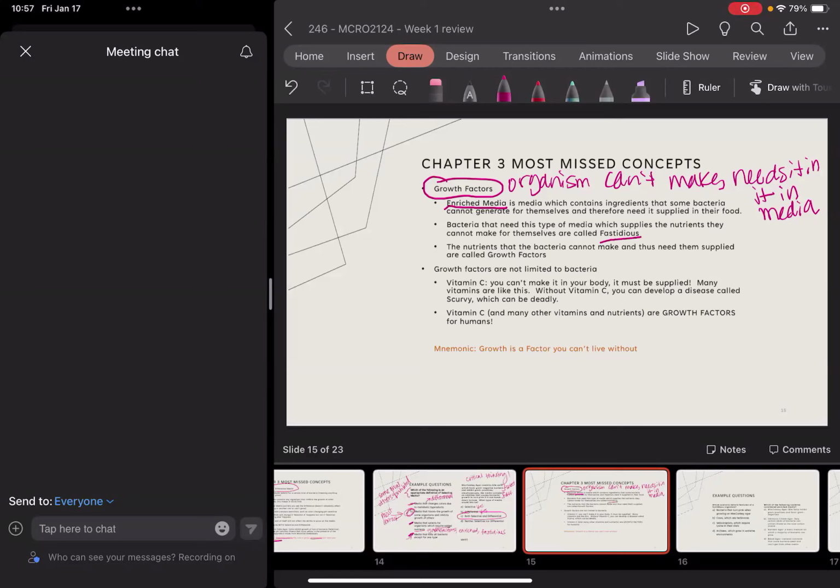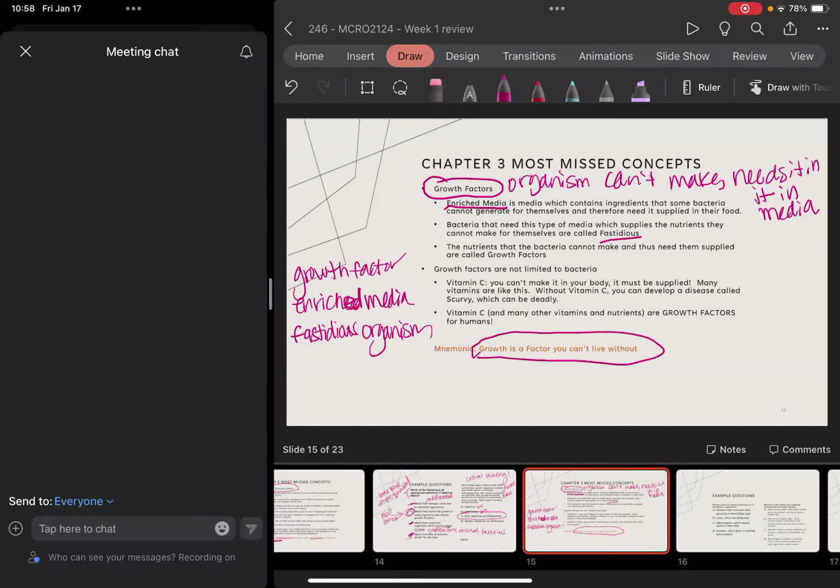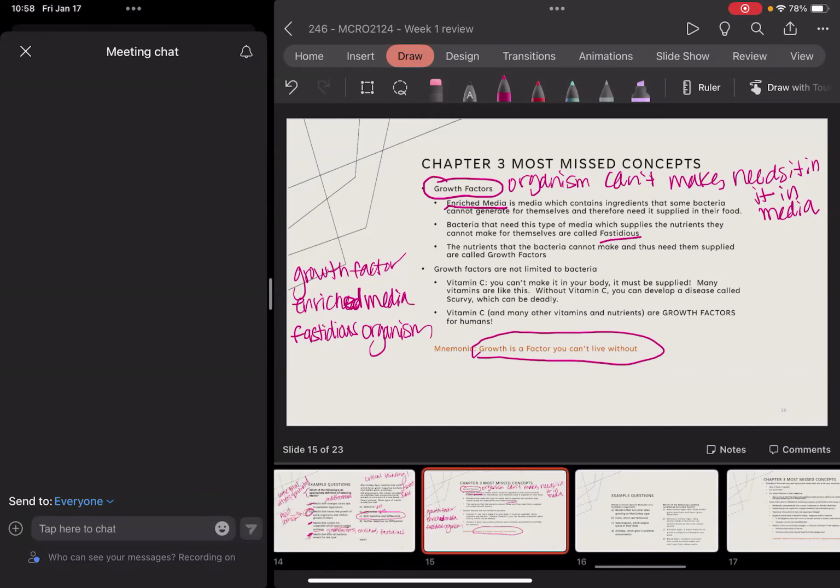So remember those three things. The growth factor, it's like our vitamins. The media is called enriched media. It has it in it. And then fastidious is the actual organism that needs the growth factor. Okay, so that's how we'll break that down. One way you can try to remember that: growth is a factor you can't live without. That kind of gets you thinking about the fact that the growth factor is something that you can't live without being given to you, okay?